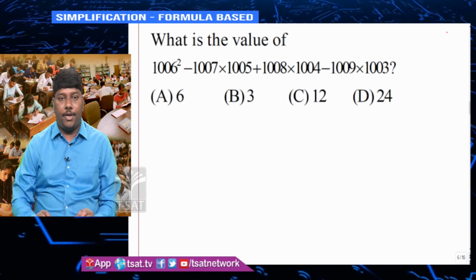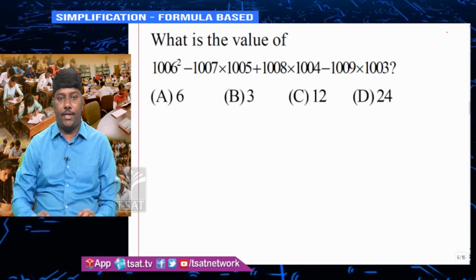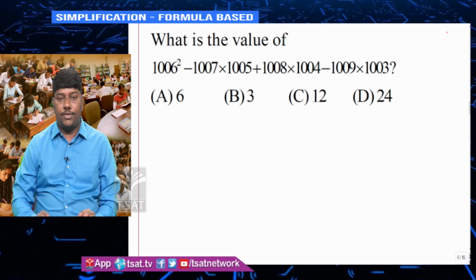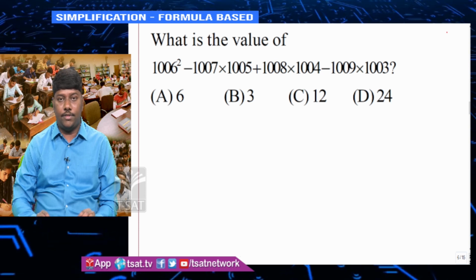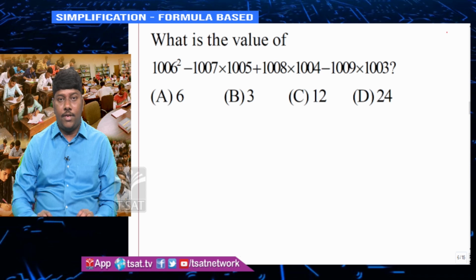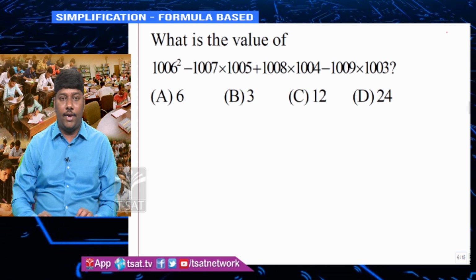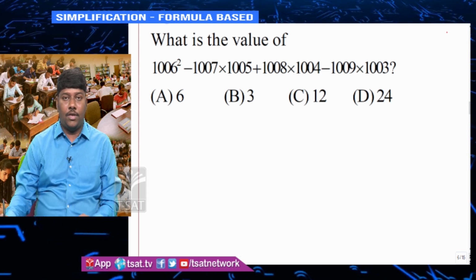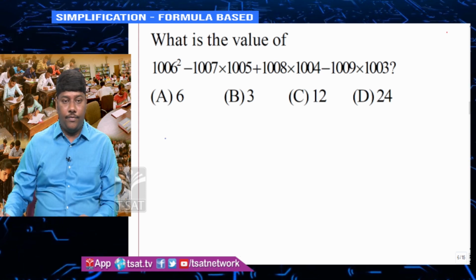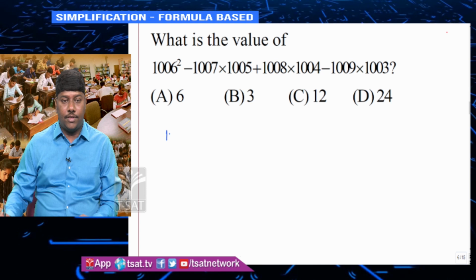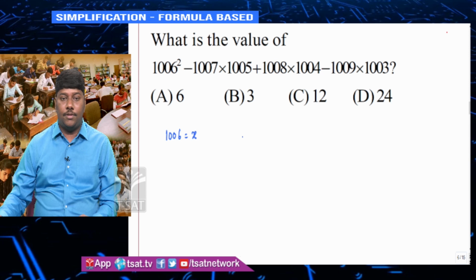Now look at the problem on the screen. What is the value of 1006 whole square minus 1007 into 1005 plus 1008 into 1004 minus 1009 into 1003? If you literally do it manually, it will take a lot of time by using calculation. But see how we actually apply the formula. If you look at 1006, assume it as x. So let 1006 be x. Now the whole thing becomes, this is x square.